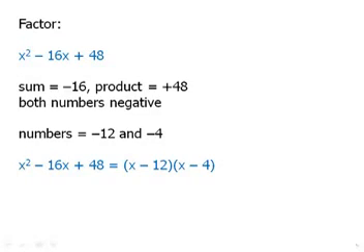Incidentally, notice once again with multiplication, it doesn't matter the order that we write things in. I could have written this as x minus 4 times x minus 12. Same thing. Doesn't matter at all because multiplication is commutative. We can write the factors in any order.